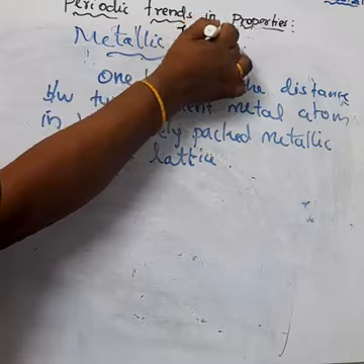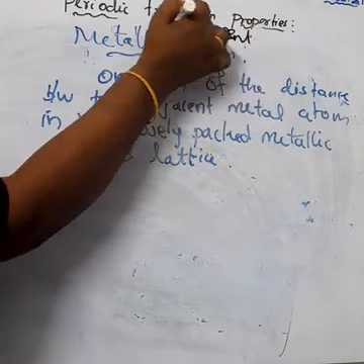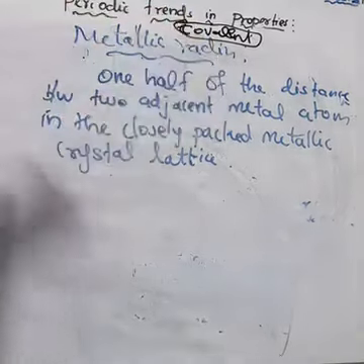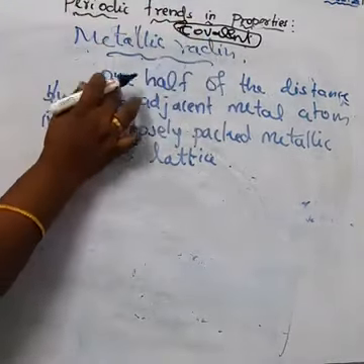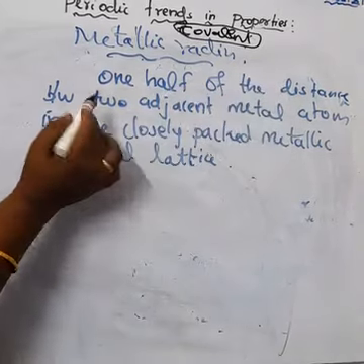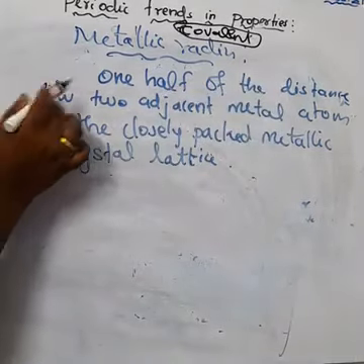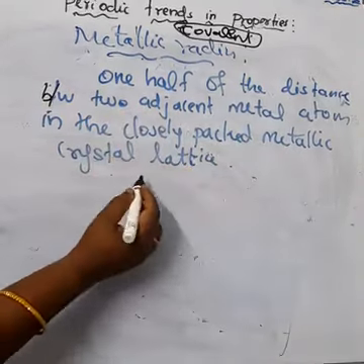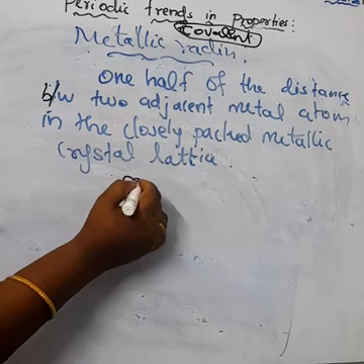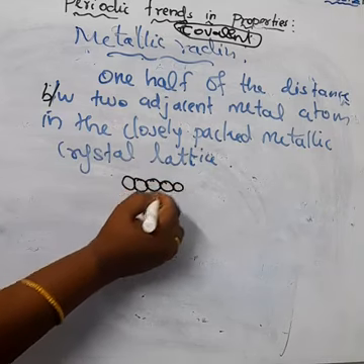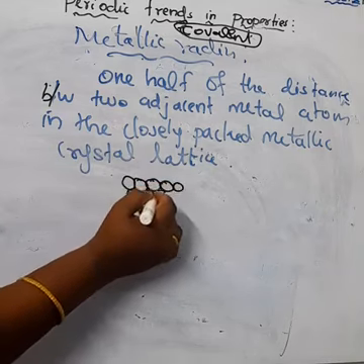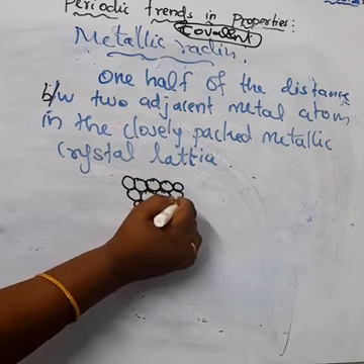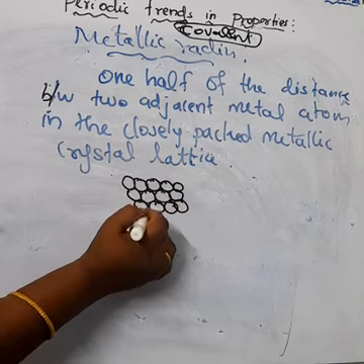Okay, covalent radius we already studied. Now we are going to study the metallic radius. It is defined as 1/2 of the distance between two adjacent metal atoms in the closely packed metallic crystal lattice. Here, closely packed metallic crystal lattice means this is the metallic crystal lattice. The atoms are arranged closely packed. This is the crystal lattice structure.